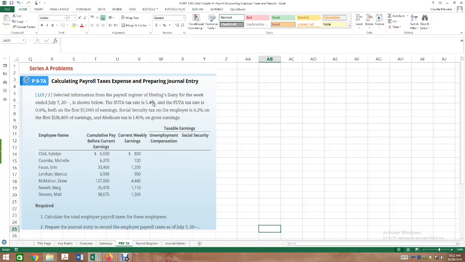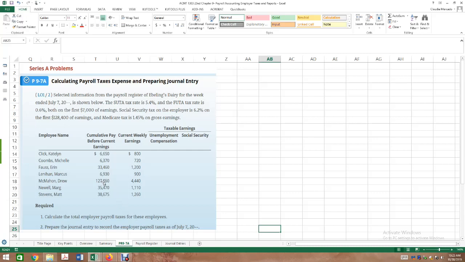Remember, we pay SUTA and FUTA on the first $7,000. So if the employee has made more than $7,000, like is the case of Aaron Foss, then we don't have to pay any more FUTA or SUTA. We're done. Now, the same thing for your Social Security. We have a cap of $128,400.